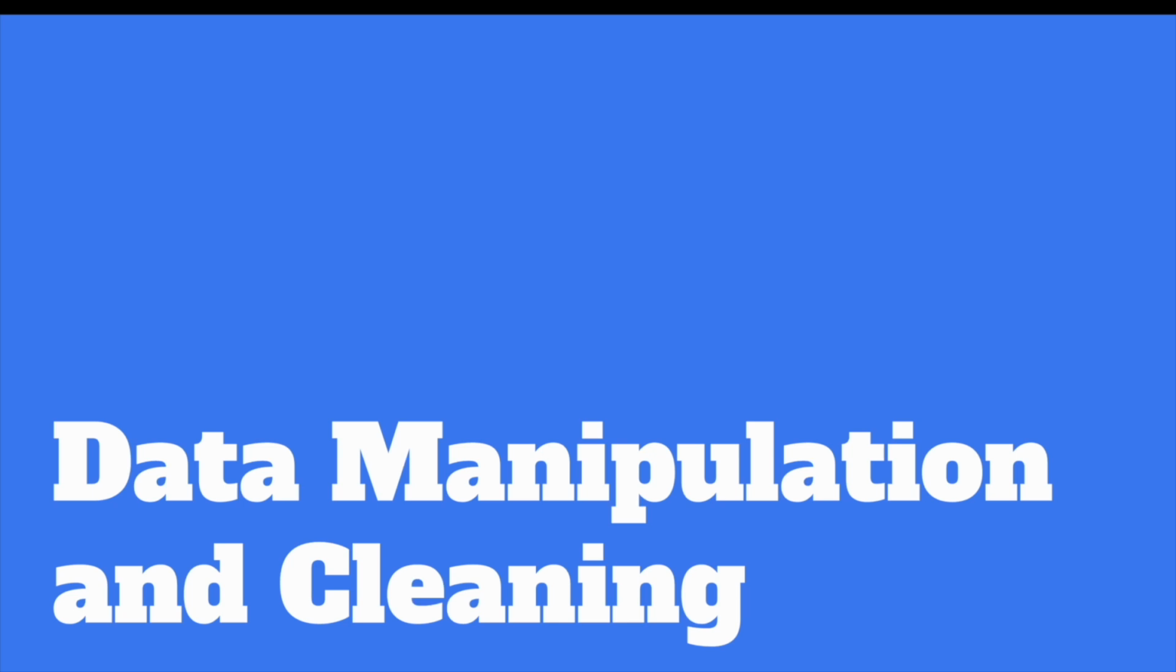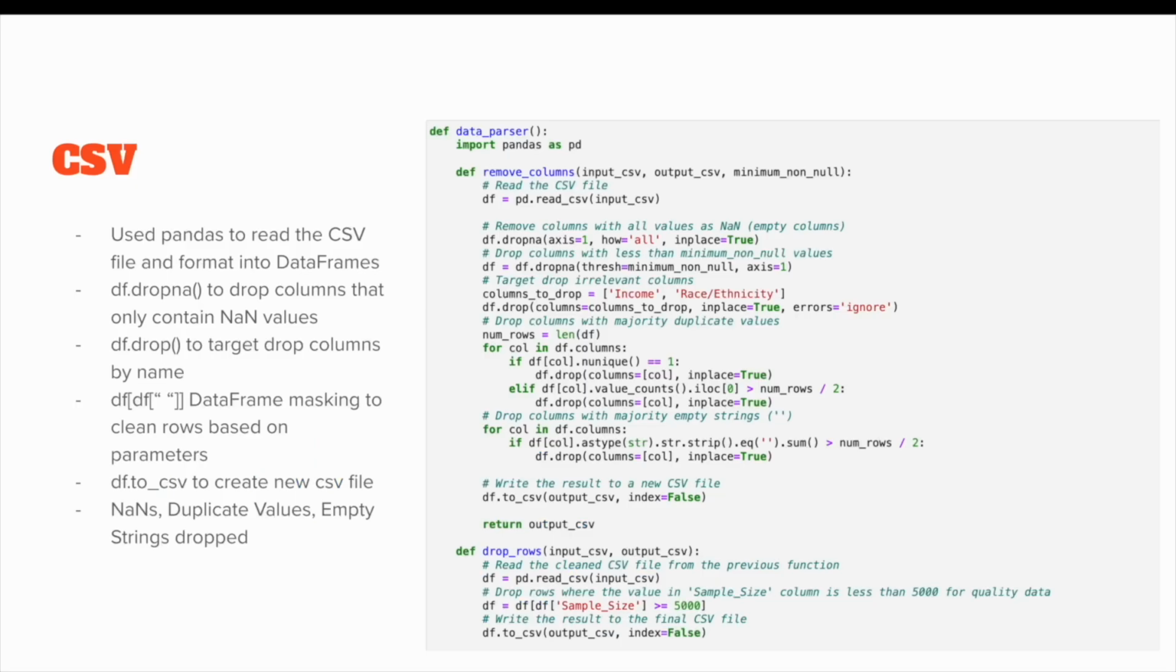Data manipulation and cleaning. For the CSV files, this was our largest area of data, and so we used pandas to read the CSV file and format it into data frames first. Numerous methods were also used. df.dropna was used to drop columns that only contained NaN values. df.drop was used to target and drop columns by name.